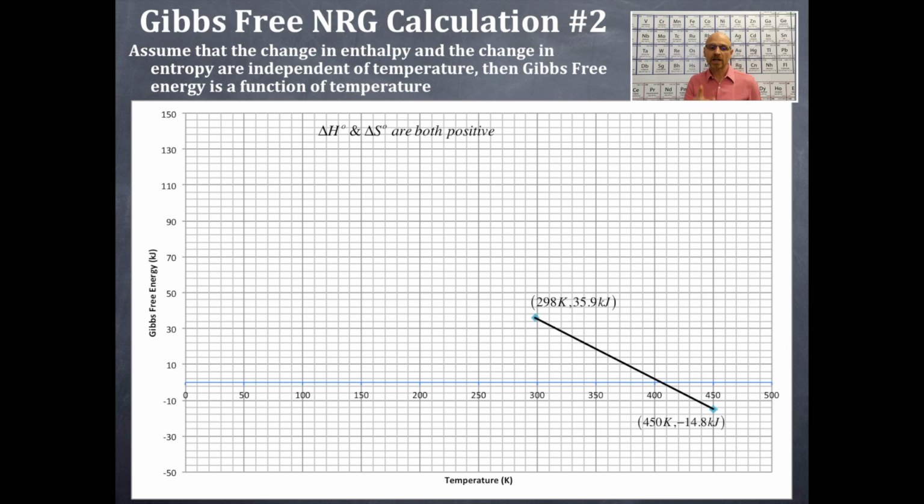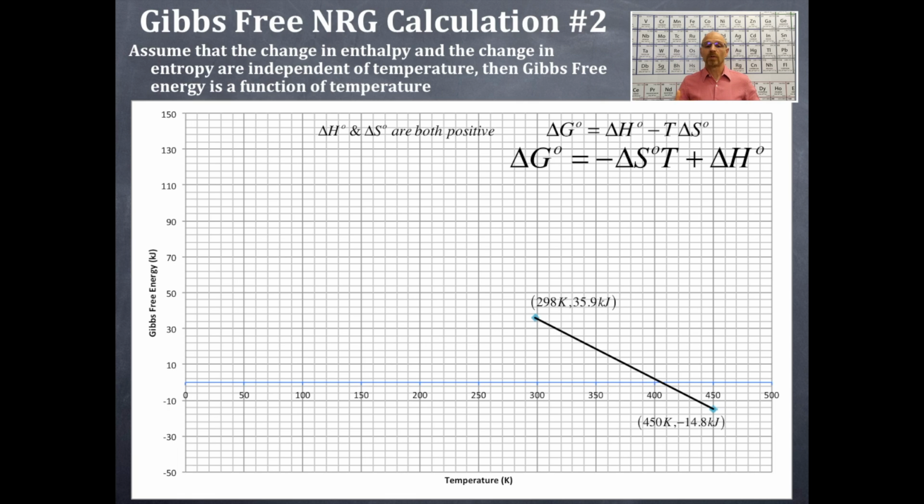Okay, and we got 2 different Gibbs free energy values that we solved for, and then we've plotted the temperature versus the Gibbs free energy, and we plotted these, and then we've connected the dots. We've got ourselves a line. So now what we're going to do is manipulate the Gibbs free energy equation just a little bit. So this is the Gibbs free energy equation. That's delta G, Gibbs free energy, is equal to delta H minus T delta S.